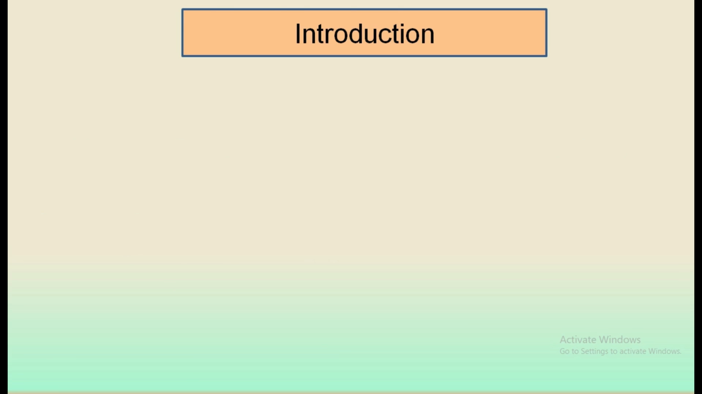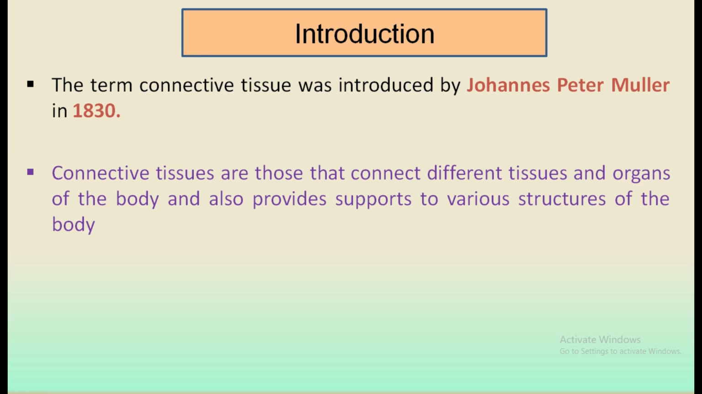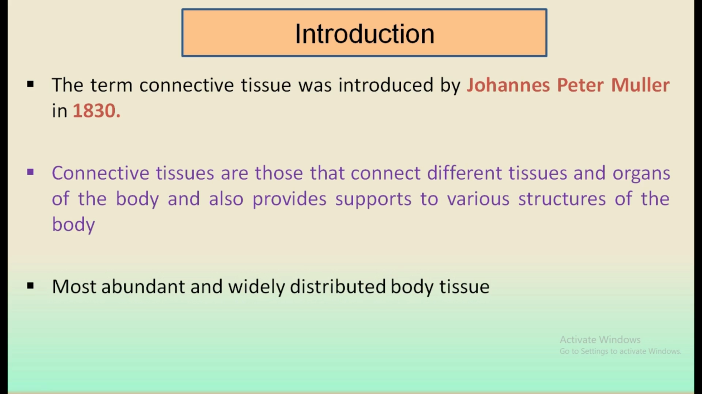Before we go into the details, let me introduce you to the subject. The term connective tissue was introduced by Johannes Peter Müller in the year 1830, and we define connective tissues as those that connect different tissues and organs of the body and also provide support to various structures of the body. These are the most abundant and widely distributed body tissue, constituting about 30% of the body weight.